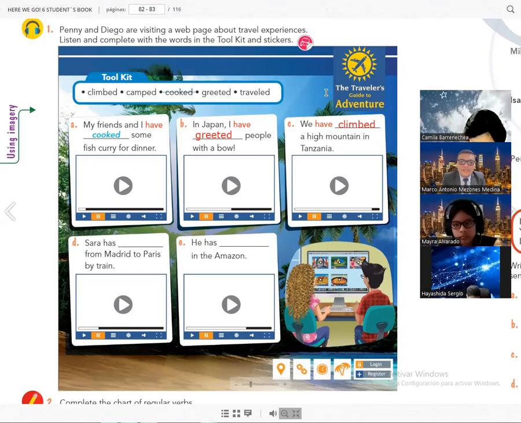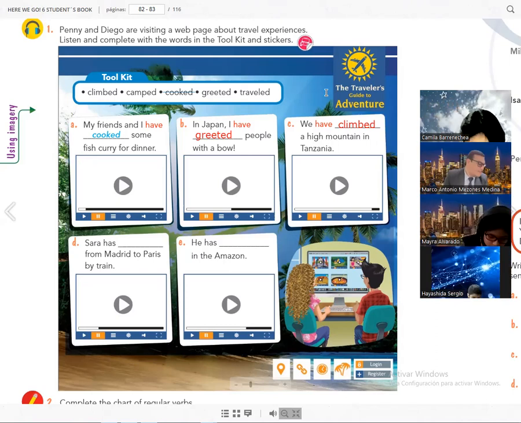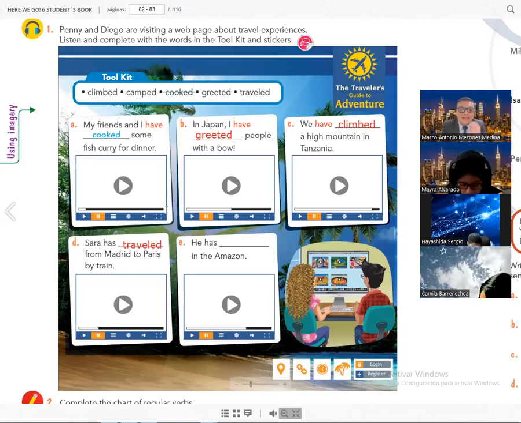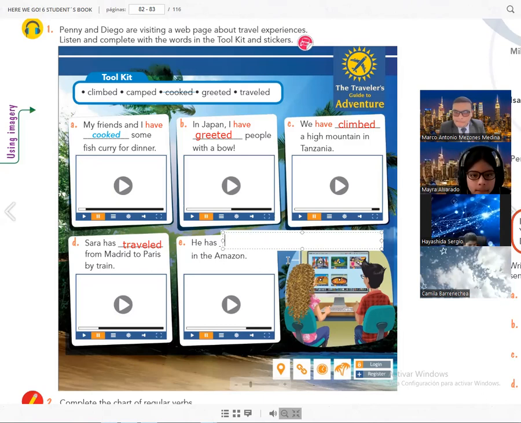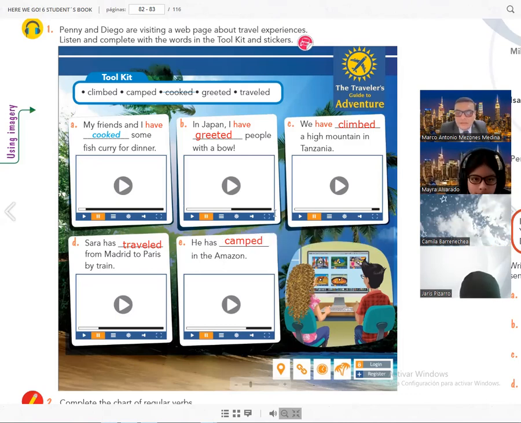Letter D. Any volunteer for letter D? Camila? Sarah has traveled from Madrid to Paris by train. Yeah, traveled. Thank you. And the last one, Harris. He has camped in the Amazon. You don't say camped with an e sound. Camped. He has camped in the Amazon.